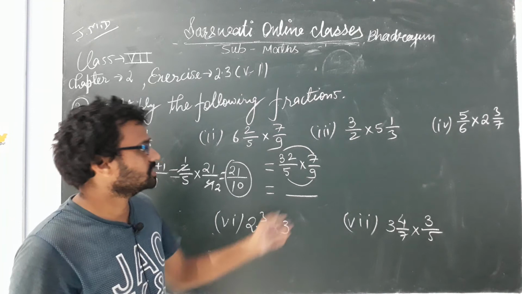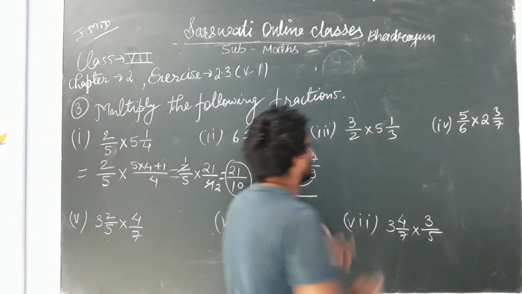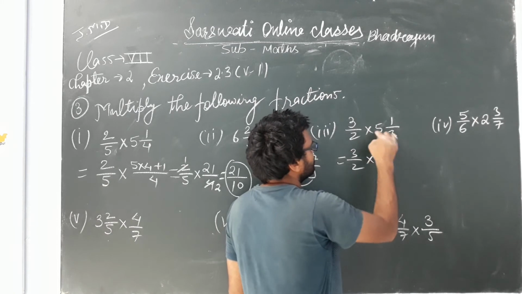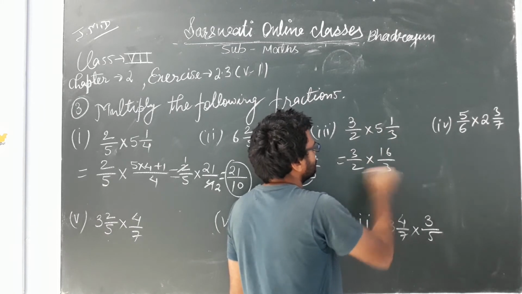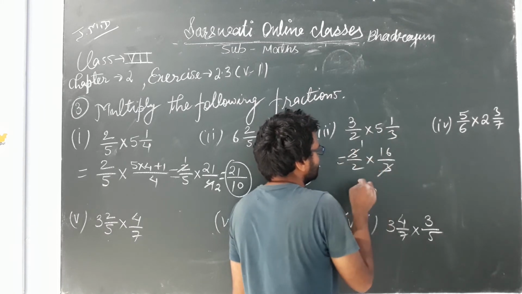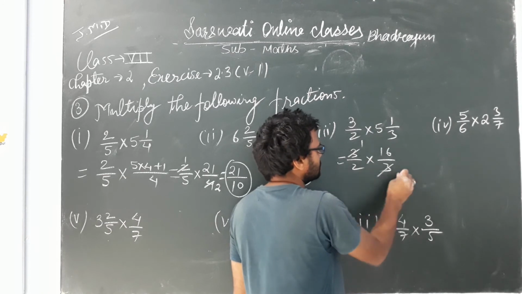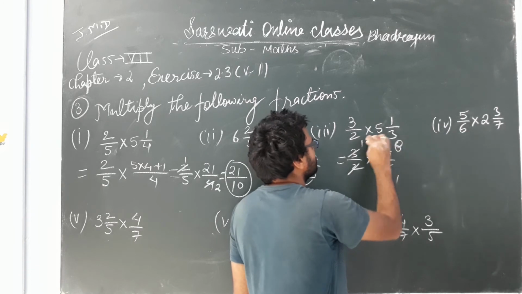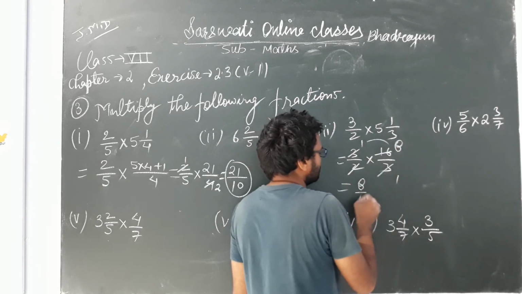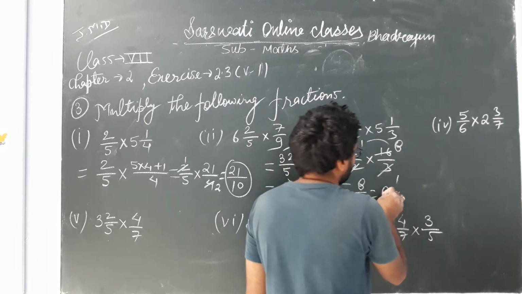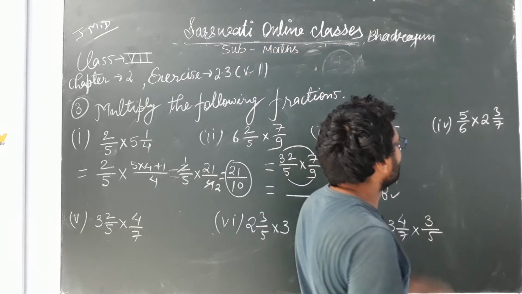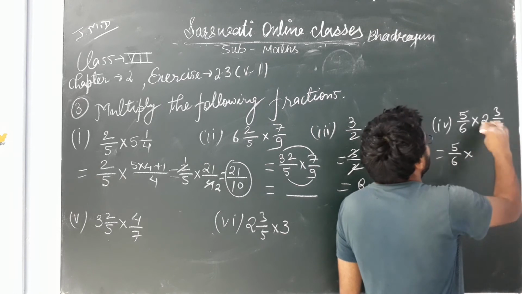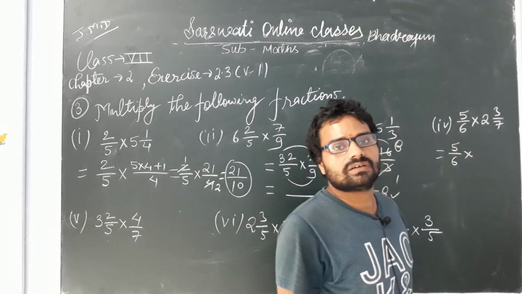Okay, now I am just going towards the next one, which is, listen, this is 3 upon 2 multiplied with 5. 5 3s are 15, 15 plus 1 is 16, 16 upon 3. 3 is multiplied, divided by 3, we will get 3 1s are 3. Okay, now 2 16 is divided by 2, 2 8s are 16, 8 1s are 8. This is 8 upon 1 means 8. Our answer is 8.